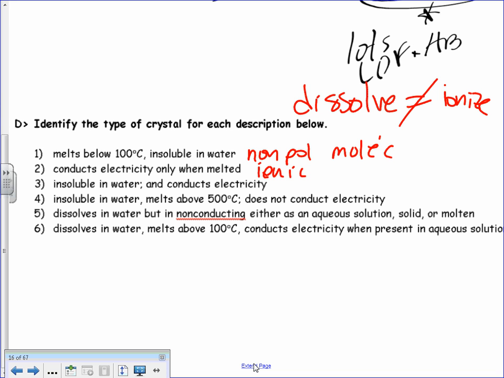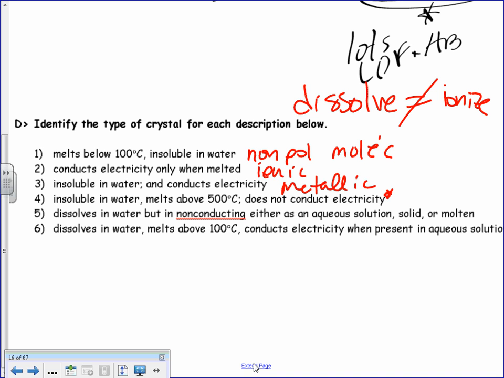Okay, keep going. Insoluble in water, conducts electricity: metallic, because anything that's not going to dissolve is not going to be ionic, possibly not molecular, but the fact that it's conducting electricity, not dissolving, would be metallic. Insoluble in water, melts above 500, does not conduct electricity, with an asterisk because it does. There's one example. What is the network?